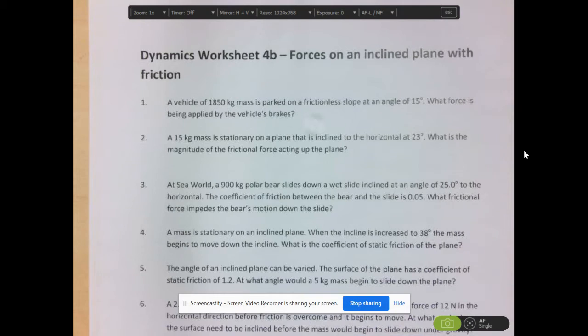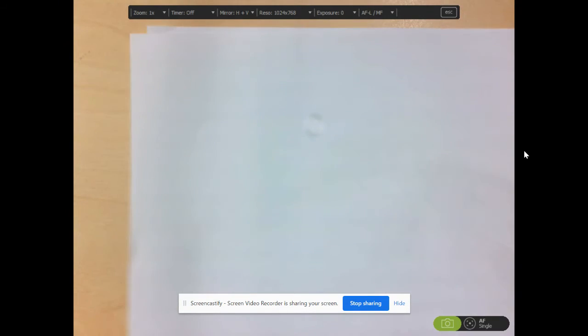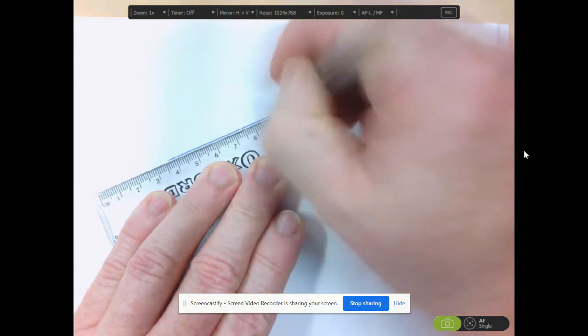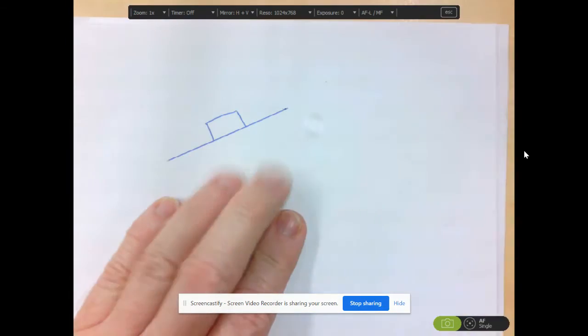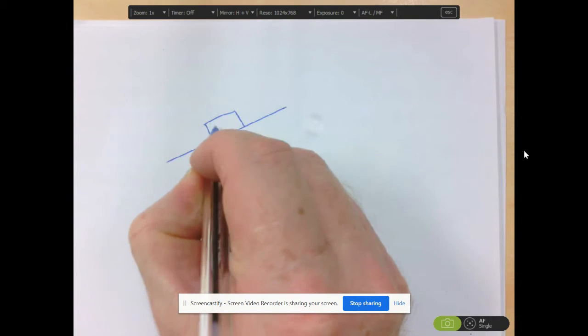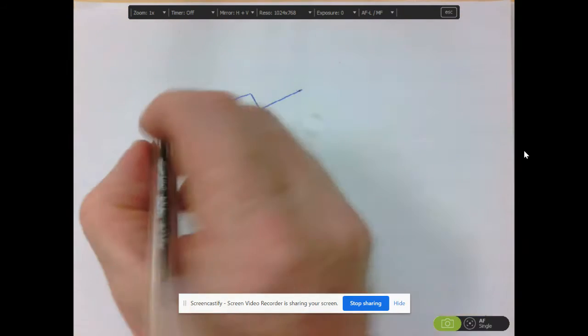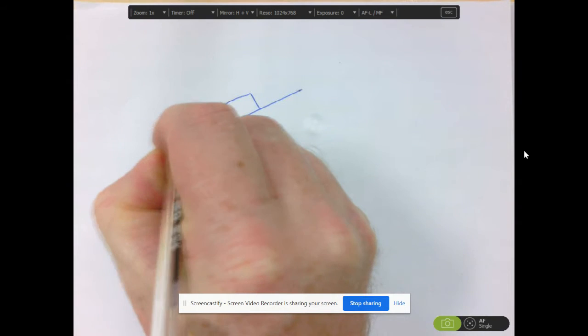Okay, so the first one we're going to do is a vehicle of 1,850 kilograms is parked on a frictionless slope at an angle of 15 degrees. What force is being applied by the brakes? So let's just analyze this question. We've got a slope here, and here is our little vehicle, and there is a force going down there, and that is, as we know, mg sine theta.